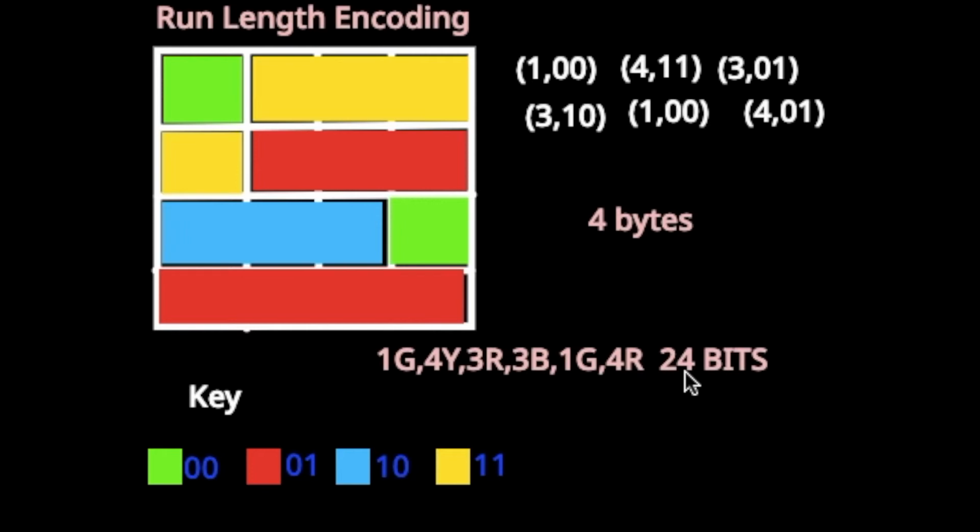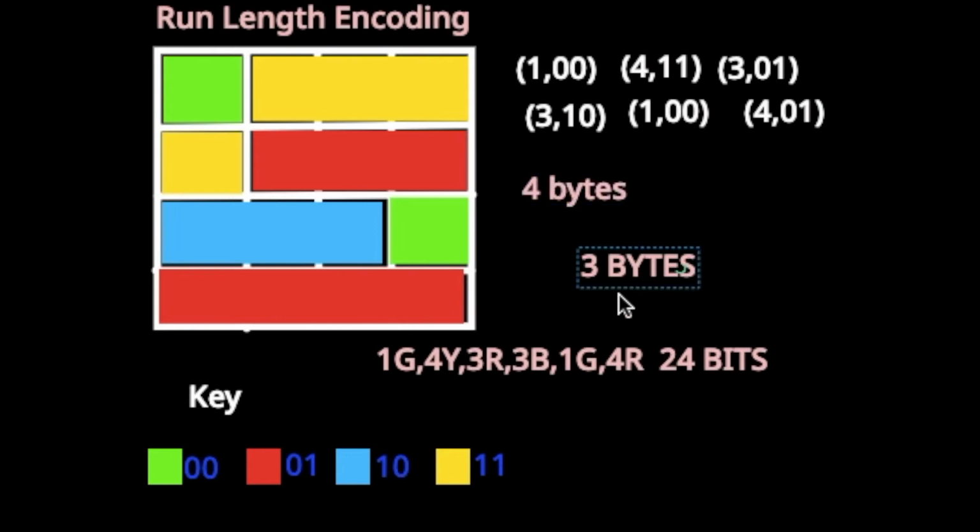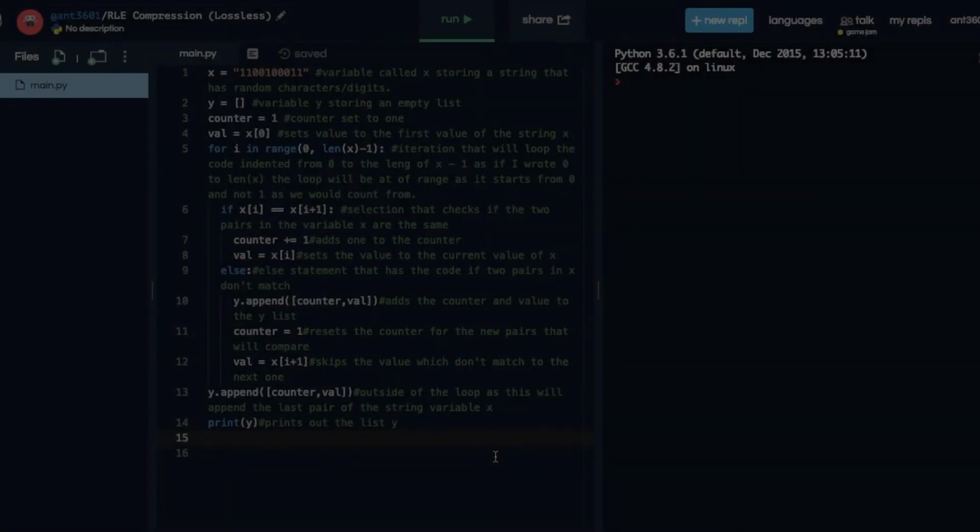And if you divide this by 8, you actually get 3 bytes. So the whole thing before, the uncompressed original file, was 4 bytes. But we compressed it to 3 bytes. So we actually saved 1 byte. And that's Run Length Encoding.